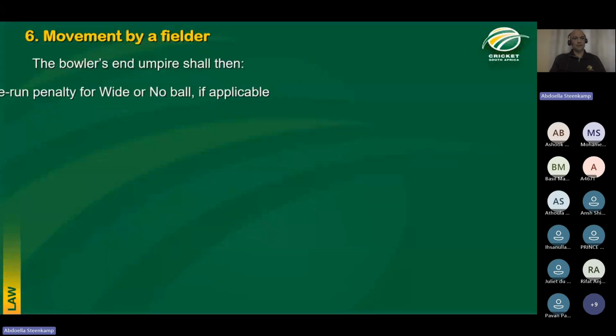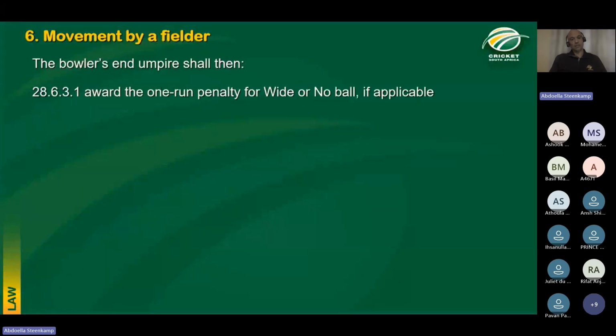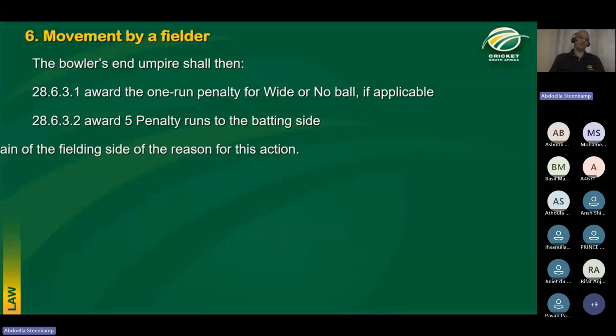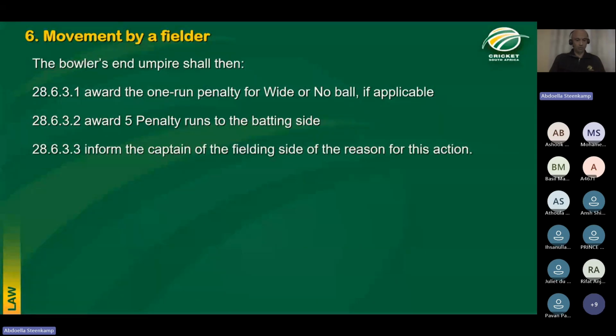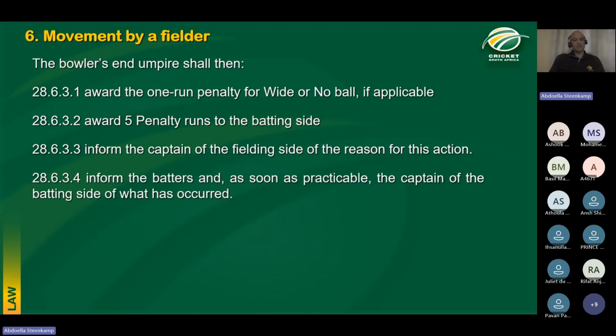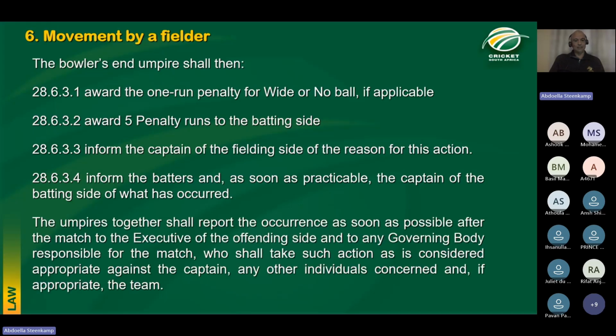There's more. What else? If there was a no ball or wide, that will stay. Then 5 penalty runs to the batting side for the unfair movement by the fielder. You'll inform the batters, and when possible, you'll inform the captain of the fielding side why you've given these 5 penalty runs. And then you need to report this to the governing body of cricket for that particular competition.